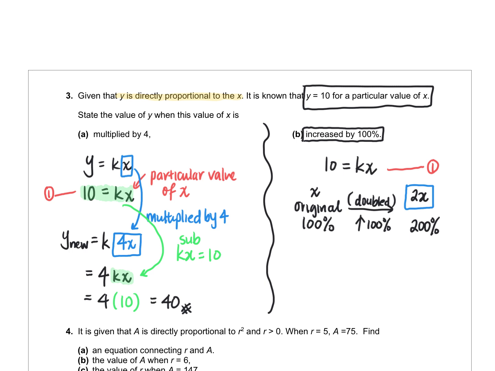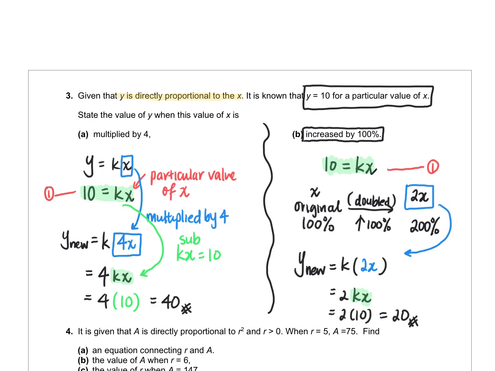So I put this into my original equation. I want to find my new y, right? Equals to kx. So I go and simplify, take out my 2. I already know that kx from just now is 10. So I put in the 10 here. So it's 20.